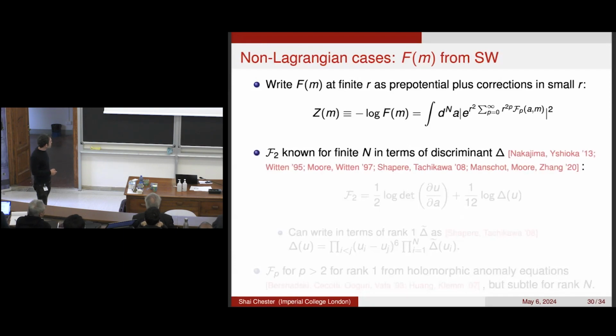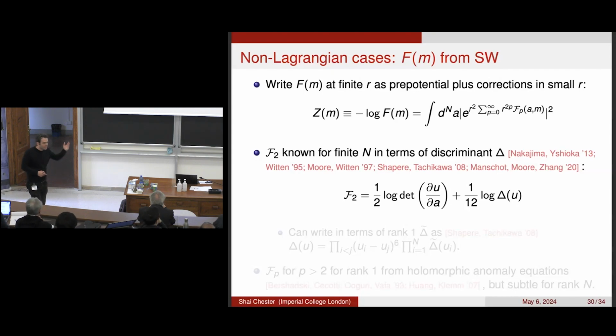So the first correction in small radius to the Seiberg-Witten prepotential, it was shown by a series of authors over the years that this is completely fixed by modular invariance to take this form, which is a very general equation. And this is even known for the rank n case. So there's basically 2 terms. One term is the Jacobian, which goes from these u variables to the a variables, because the a variables are what more naturally appear in this equation. The second term is the logarithm of the discriminant of the elliptic curve.